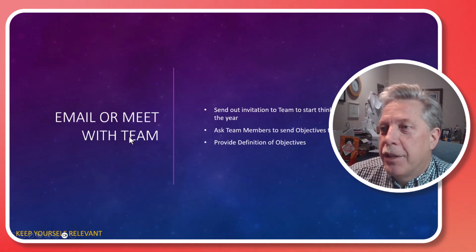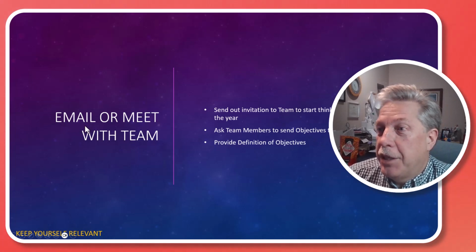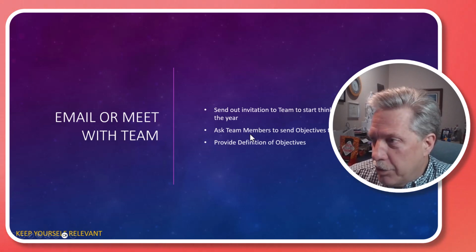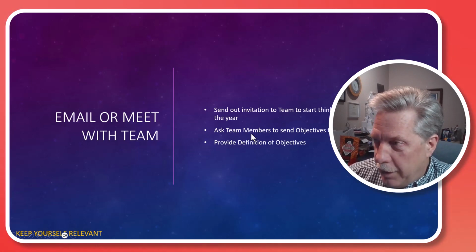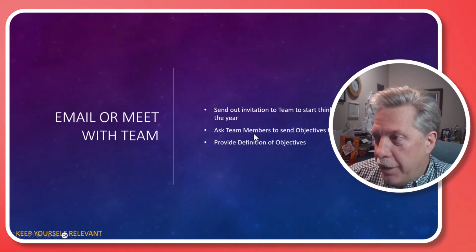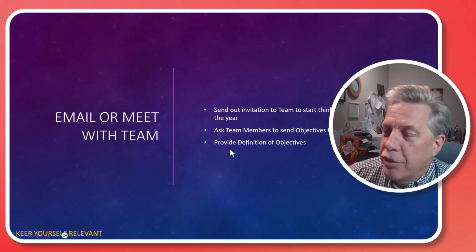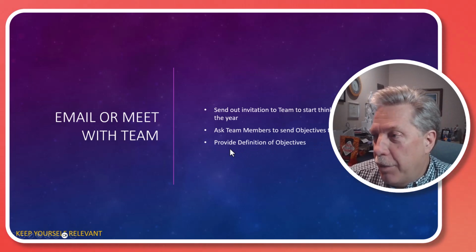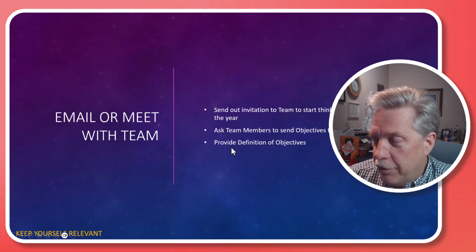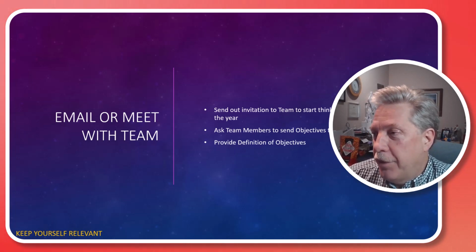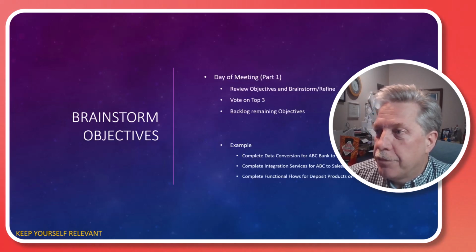Again, I went with the activity of sending an email out to my team. I asked the team members to send the objectives that they could identify to me, or you could have them send them to you. In the email, I also provided a definition of some of the objectives that we've recently done in the last few years, and also a definition of just what is an objective.